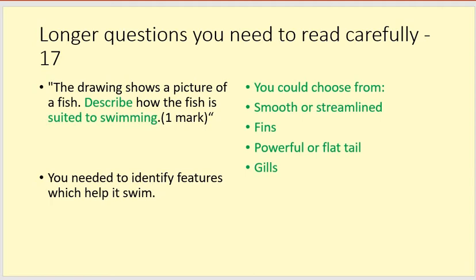Now, describe is something we actually call a command word in science. So describe means it is telling you to say a bit about those features. And first of all, you need to identify the features, and then you have to explain, double check and make sure it's only the features suited to swimming, not every feature of a fish. So you wouldn't have the scales on it.